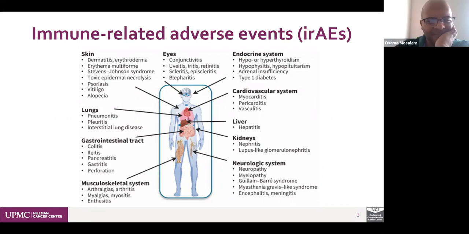Patients get this drug, like pembrolizumab, every 6 weeks. Remember, it stays in your body 6 weeks, so it can still cause a side effect for quite a long time.